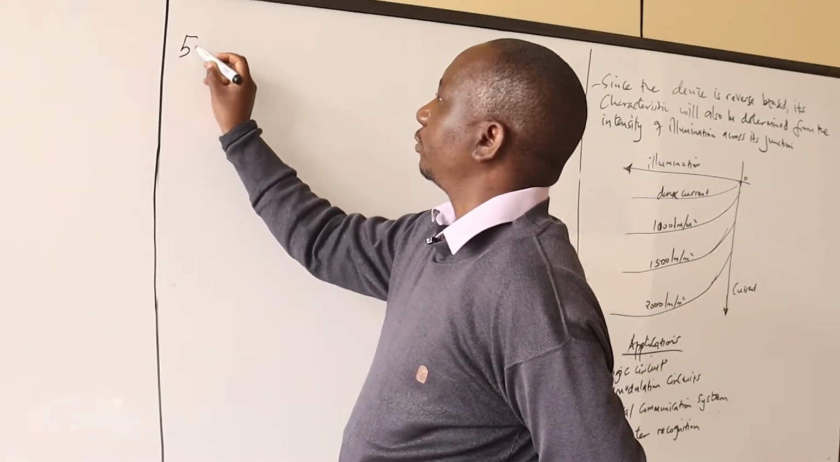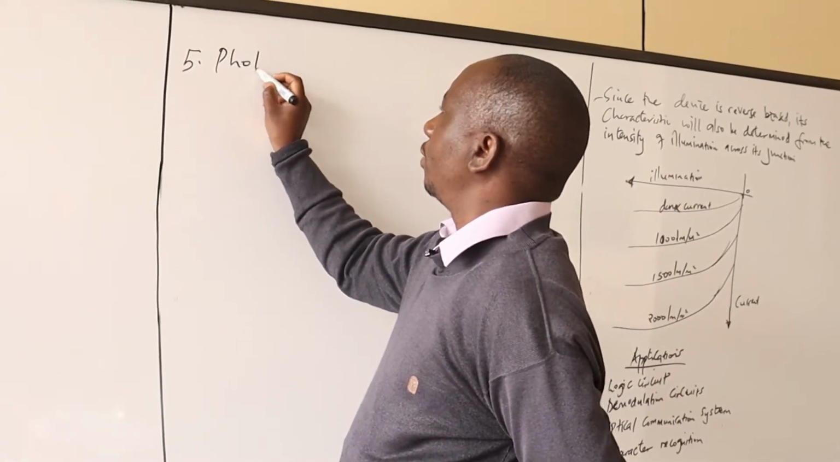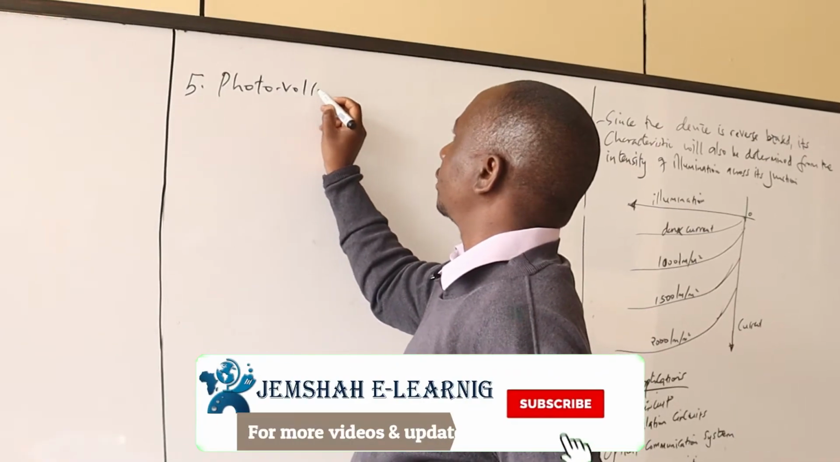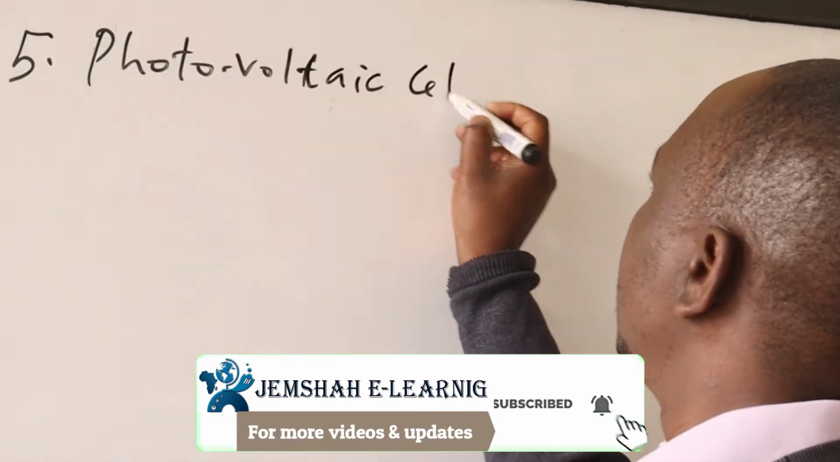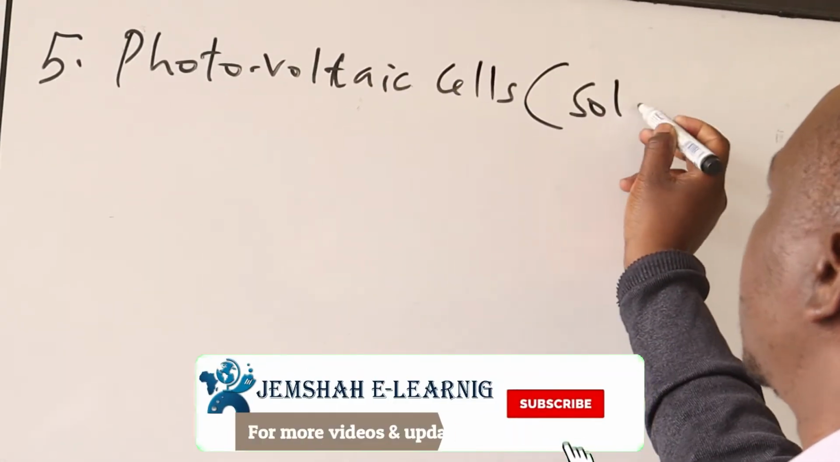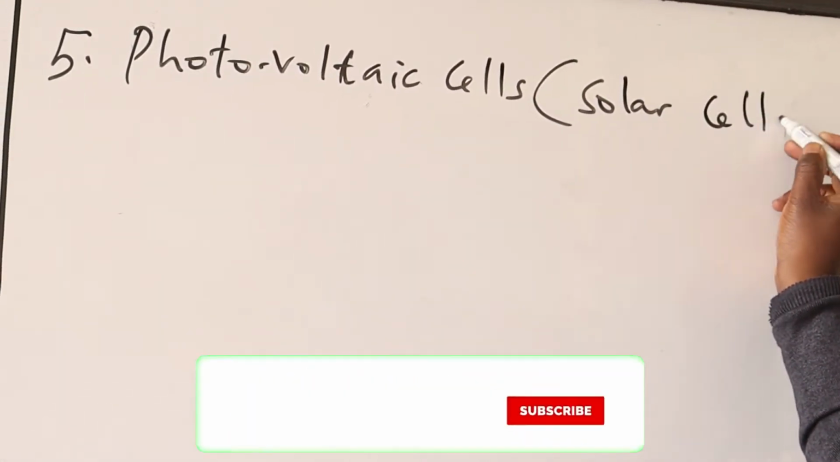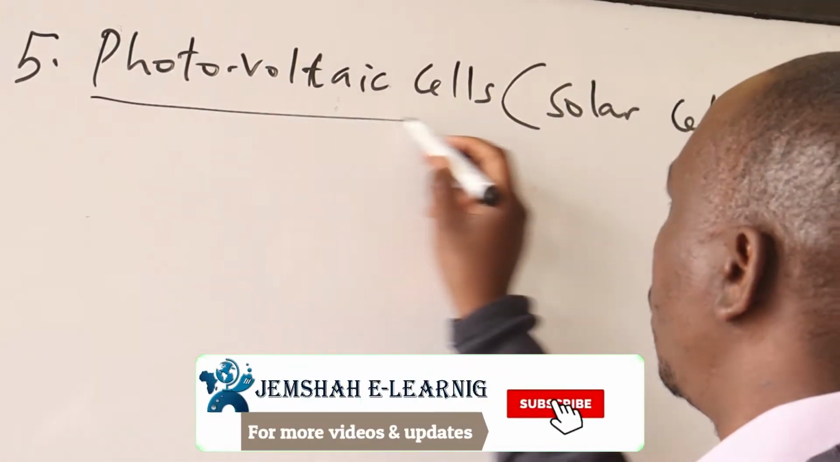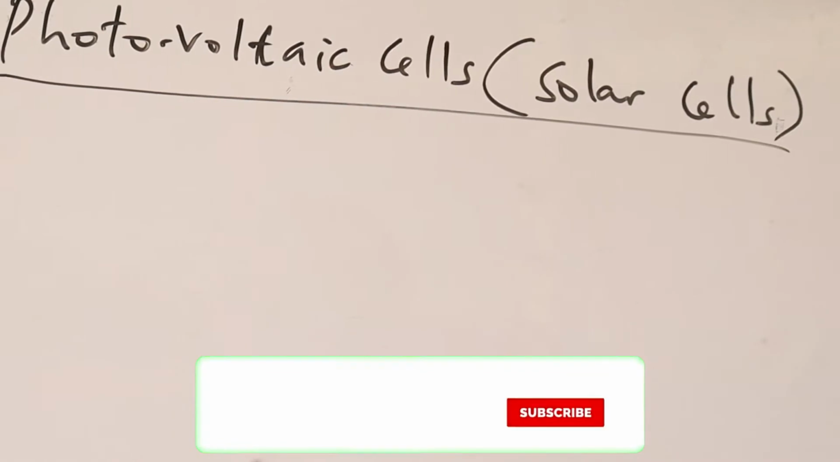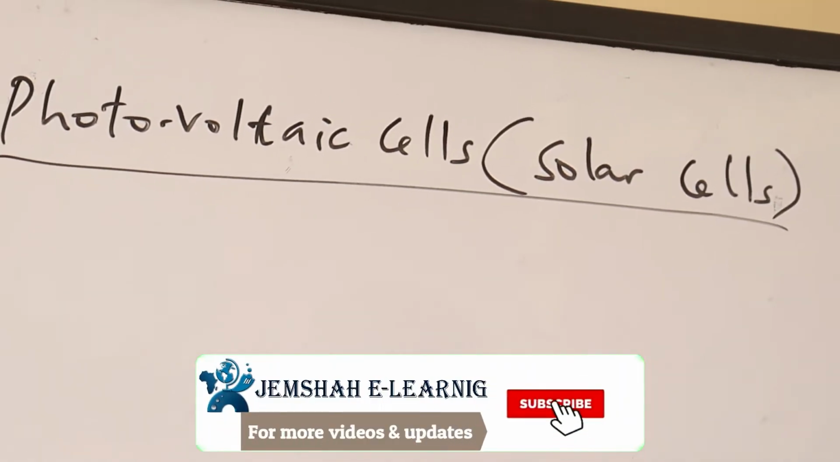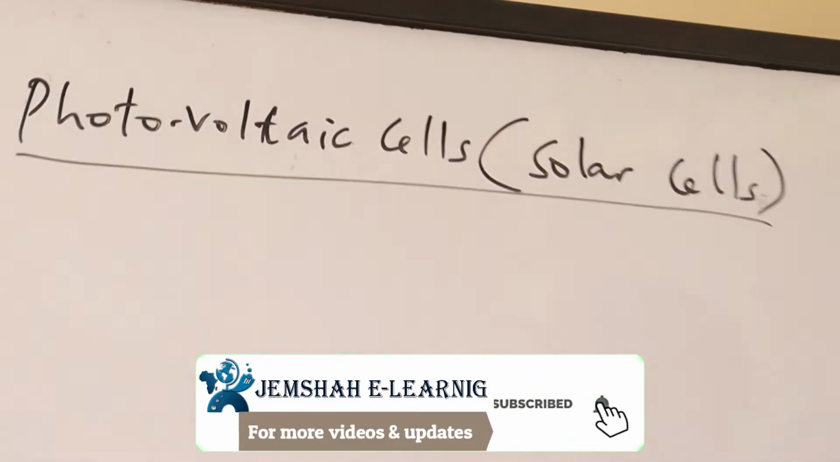I believe it's item number 5. Then photovoltaic cells. Photovoltaic cells, whatever referred to as the solar cells. We all have heard of this, and where we apply them particularly in our lighting system, particularly in our homes.